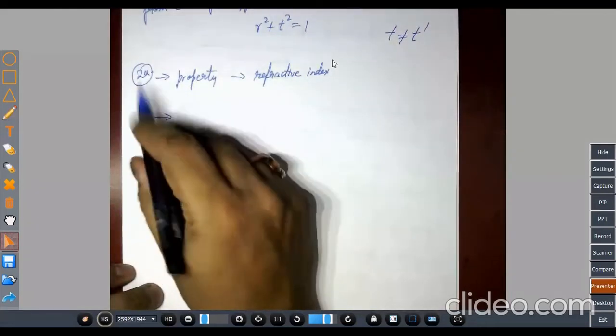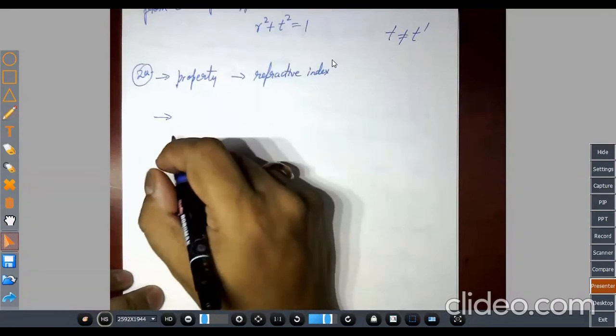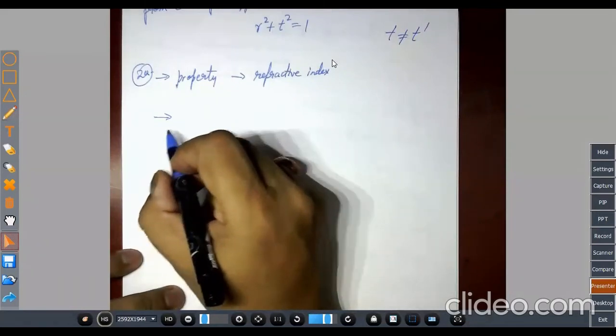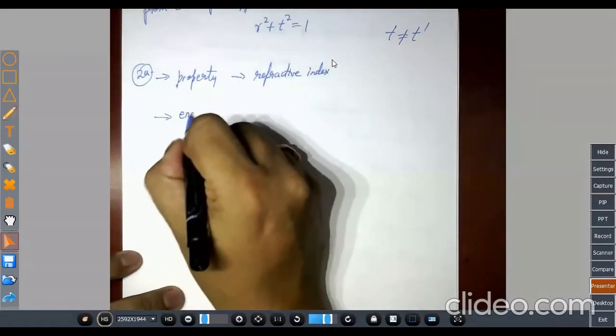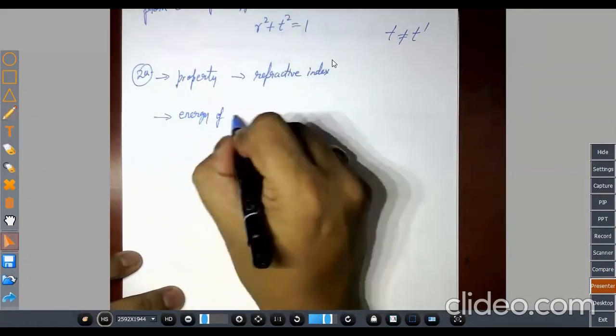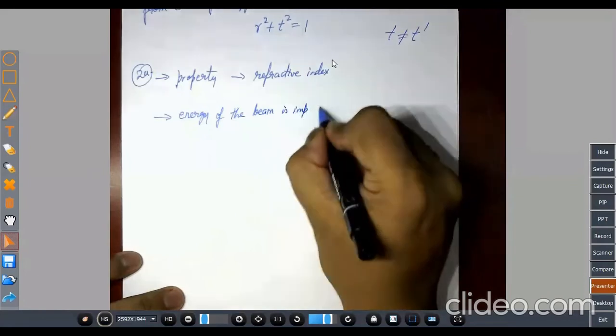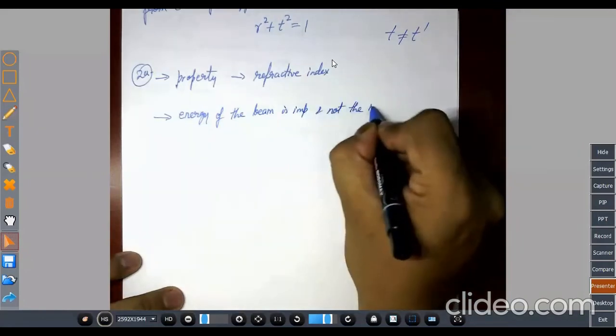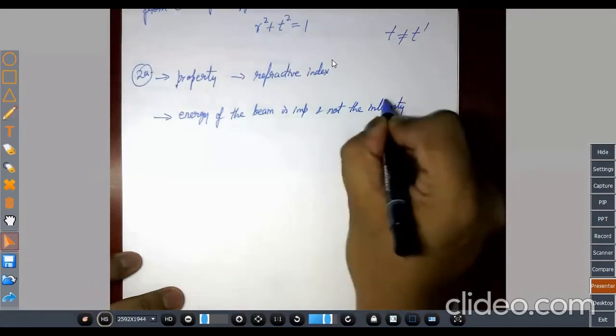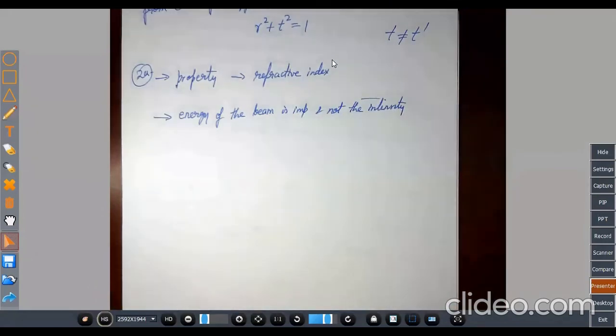Now the second thing that we can see from this relation is that the energy of the beam is important and not the intensity. Because intensity will depend on the refractive index which is changing. So for the law of conservation of energy to hold, we should consider the total energy of the beam instead of considering the intensity.